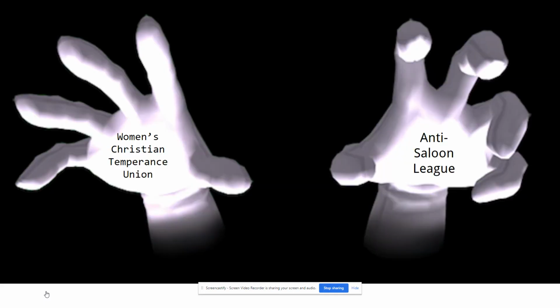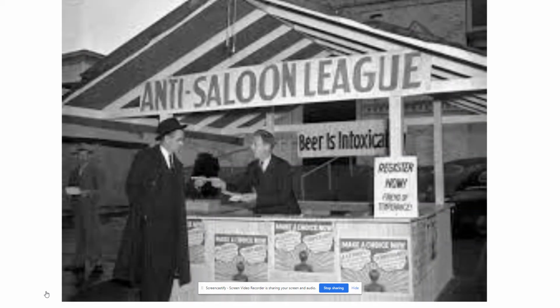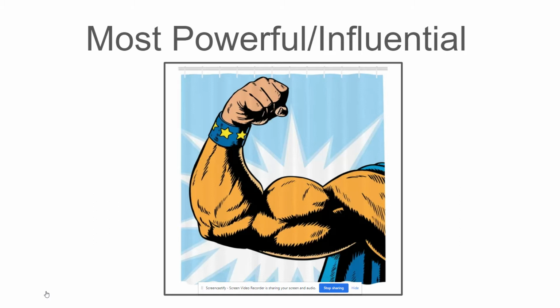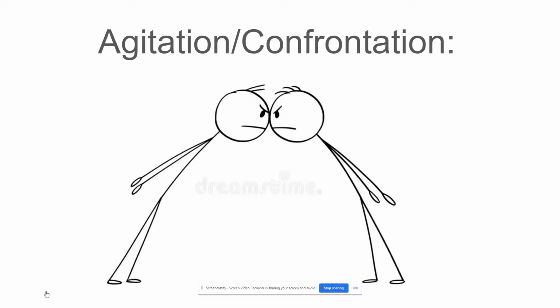So the Women's Christian Temperance Union, they fought, but many people thought they were way too Christian and way too nice and not radical enough. So the Anti-Saloon League formed in 1893, a few years later, and they're going to be a little more radical. They're going to be a little more aggressive, and they're going to be much more powerful, and they're given much more of the credit for establishing prohibition. They're going to be huge into agitation and confrontation, being a lot more aggressive.